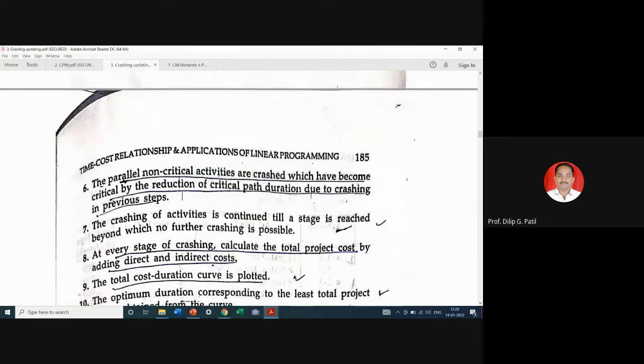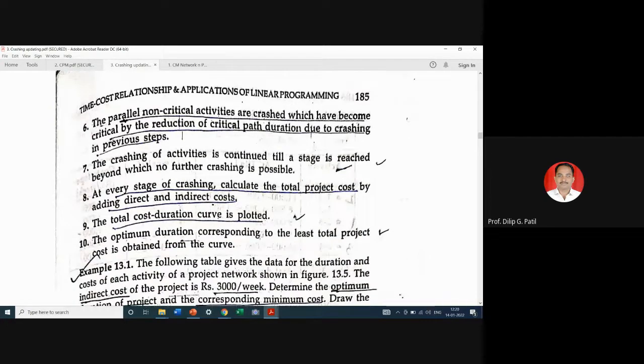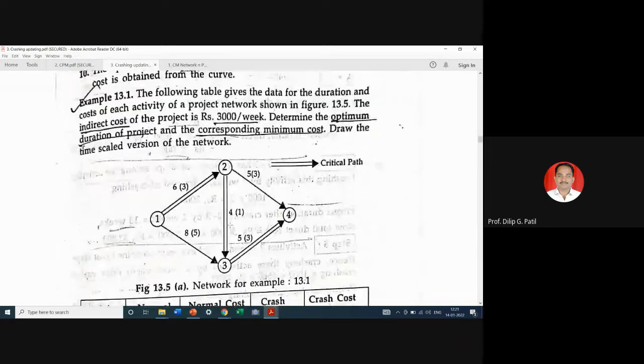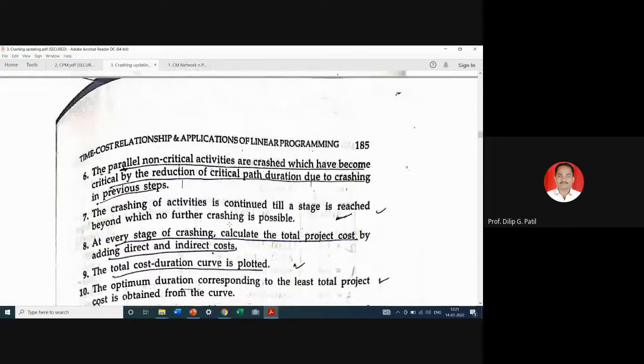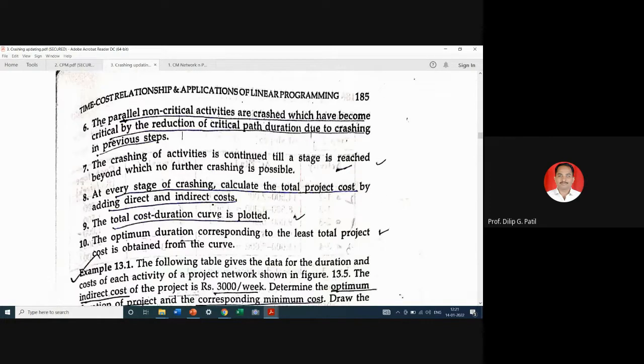The parallel non-critical activities which have become critical by reduction of critical path duration due to crashing in the previous step are crashed. In the example you will see later that the activities which were non-critical also become critical, because as we gradually crash the critical path, its duration reduces. The crashing is continued till a stage is reached beyond which no further crashing is possible. The limit is given, up to that particular limit you can crash. So you can crash the activities at that stage for analysis.